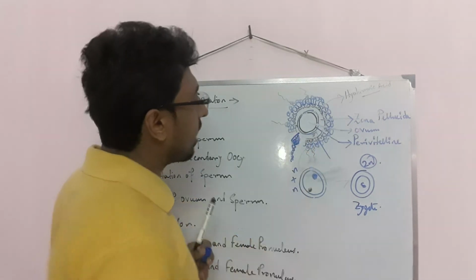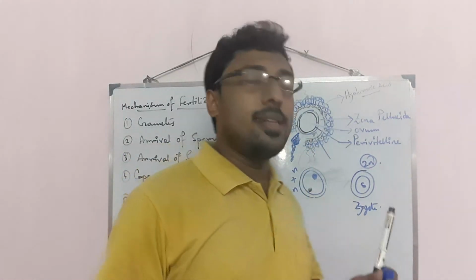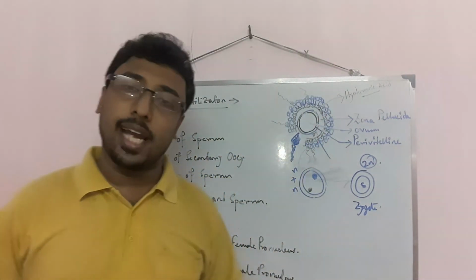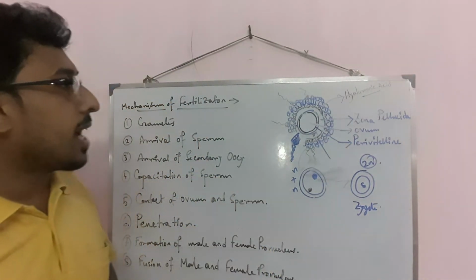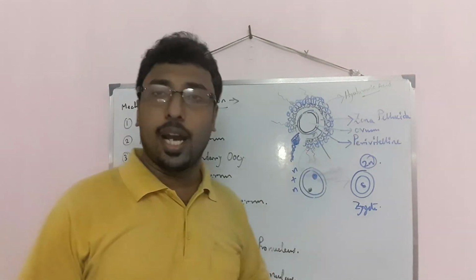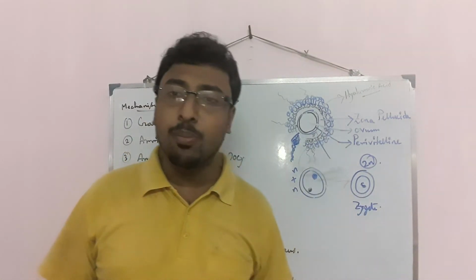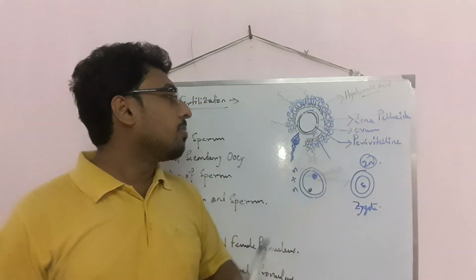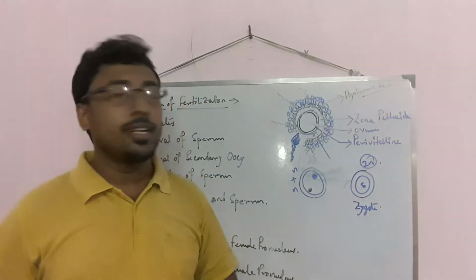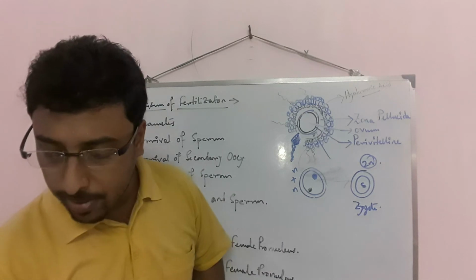So only in this part the cells of the corona radiata will digest, and therefore the sperm will touch the second layer, that is the zona pellucida, and there is the ZP3 binding protein which helps to bind the sperm, and then into the perivitelline space. So thank you very much.